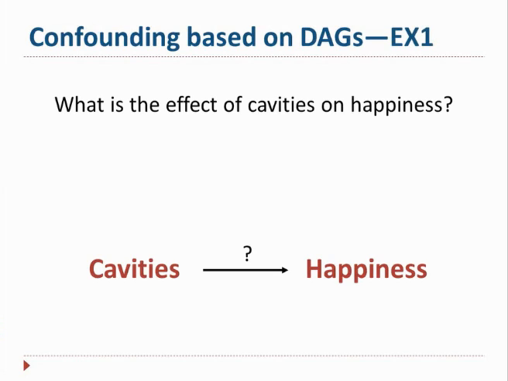And so let's put some words to these letters that we put on the DAG. And this is kind of a silly example. But what is the effect of cavities on happiness? Well, you might think that if you have a lot of cavities, you might not be that happy. So if we just look at this association crudely, we might not know what's going on here. But what about chocolate? We know that chocolate consumption is likely associated with cavities and also with happiness, especially.